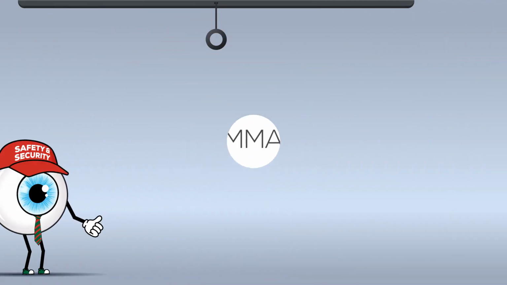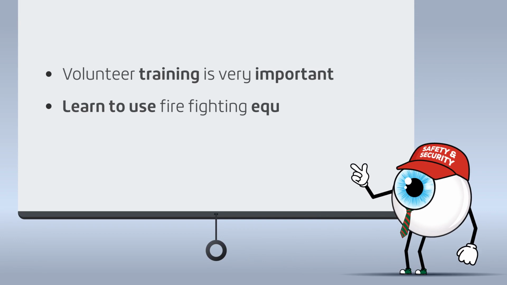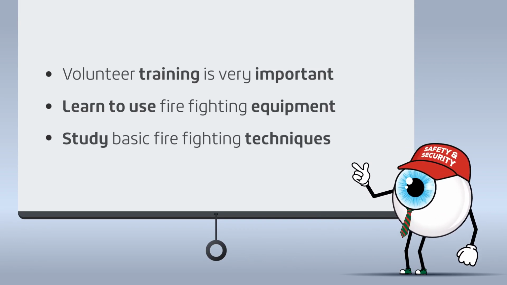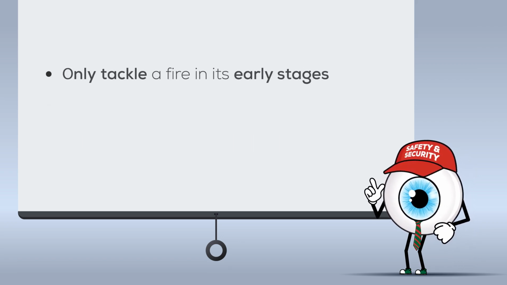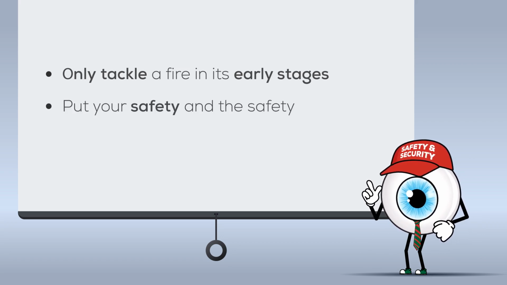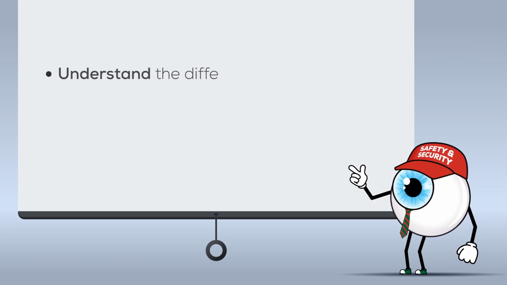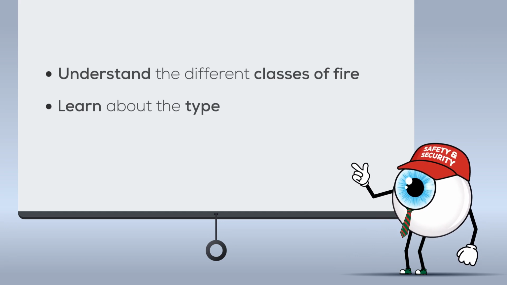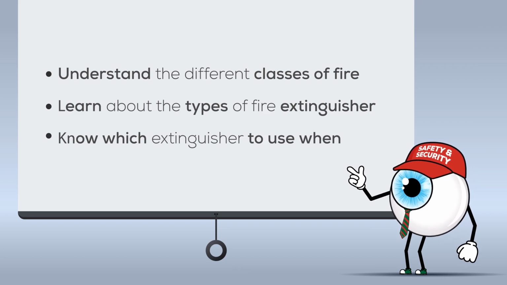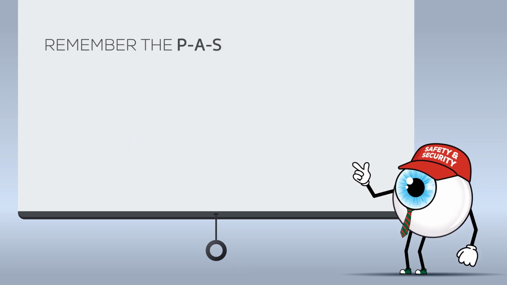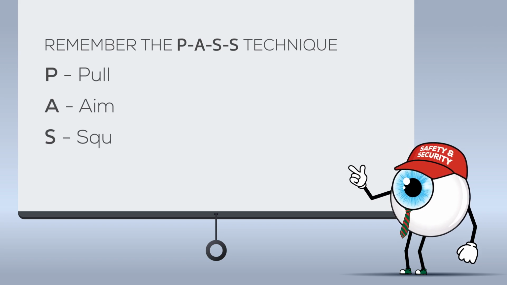To summarize, it's important that volunteers are trained on the use of firefighting equipment and basic firefighting techniques. Only tackle a fire in its very early stages, and always ensure you put your safety and the safety of others first. Make sure you know the different classes of fire, the different types of extinguisher, and which extinguisher to use to tackle each class of fire. When using an extinguisher, remember the PASS technique: pull, aim, squeeze, sweep.